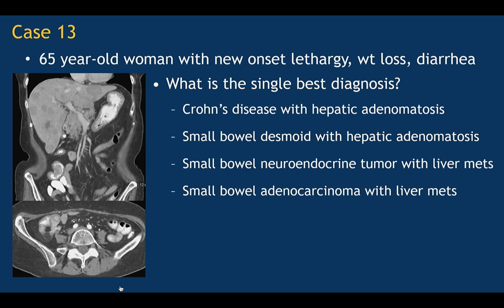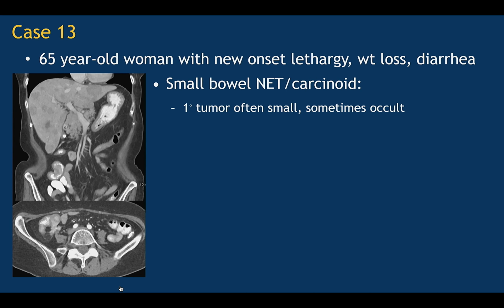What is the single best diagnosis to tie all of these findings together? This is a case of Crohn's disease with hepatic adenomatosis, small bowel desmoid with hepatic adenomatosis, small bowel neuroendocrine tumor with liver metastases, or small bowel adenocarcinoma with liver metastases. And the correct answer here is small bowel neuroendocrine tumor with hypervascular liver metastases.